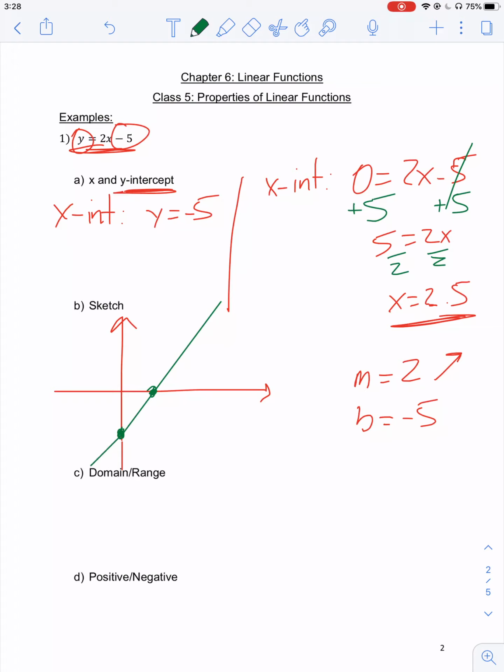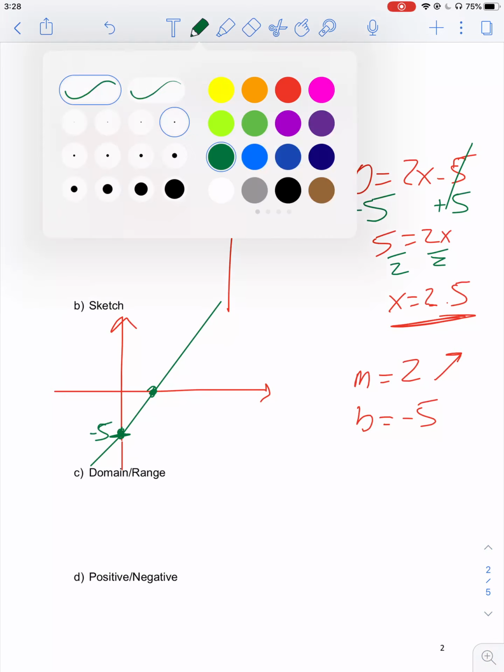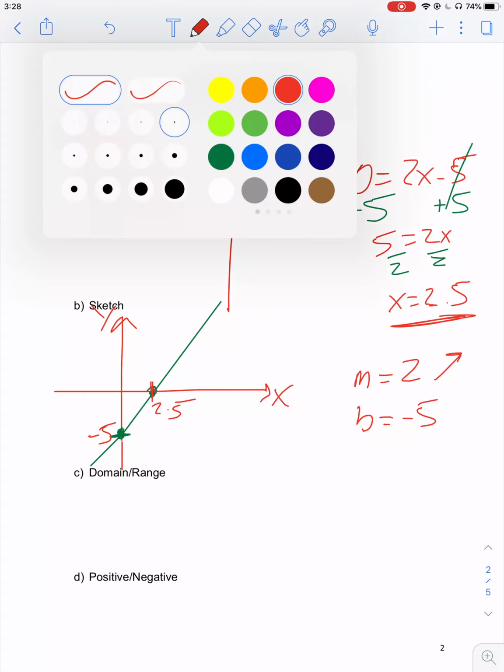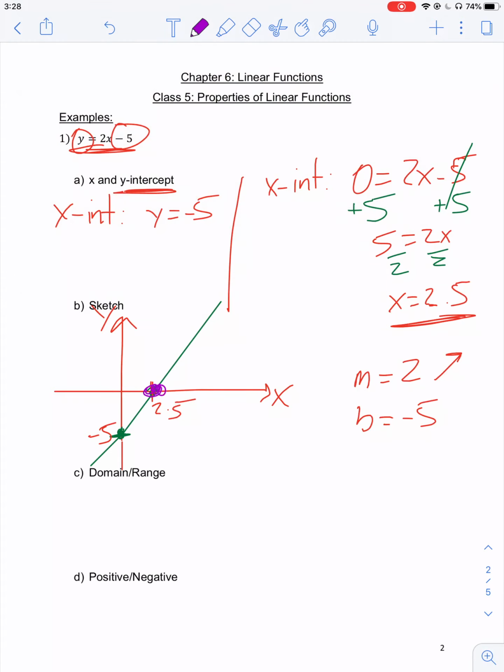So this is the point. If you want, you don't have to put the points, you can just say that this is -5. So label your axis. This is x, this is y. This is where y is -5. Maybe let me do this in red. So y is -5 over here, and x over here is 2.5. If you want, you could put the coordinates, but this is good enough for me. Again, this point is going to be very important when it comes to finding your positive and negative intervals. So x-intercept is what we're looking for.